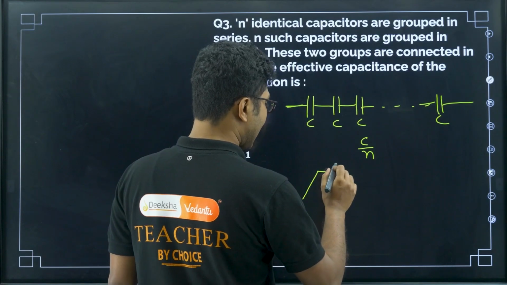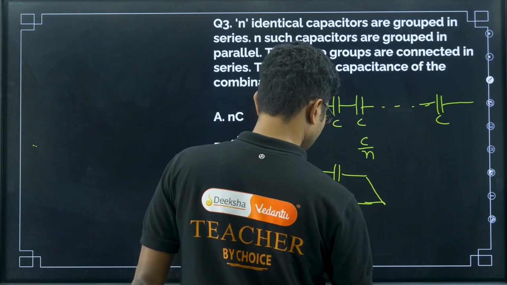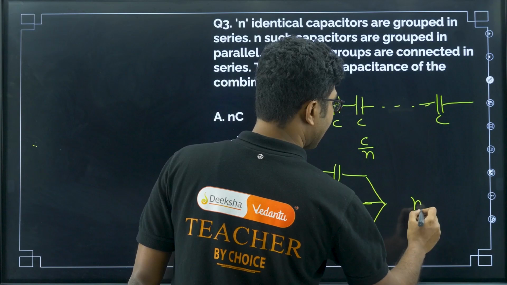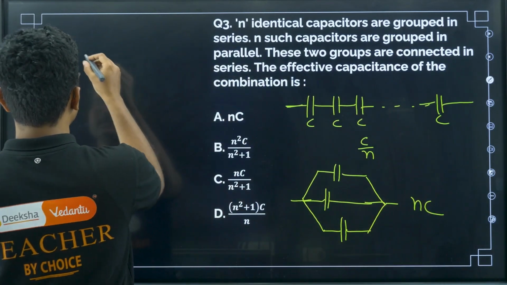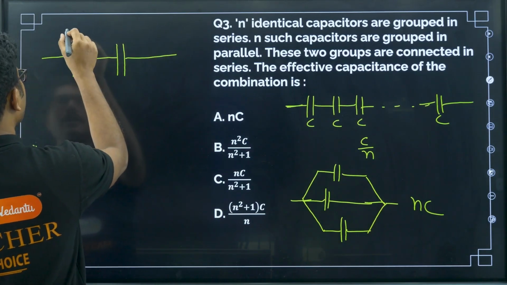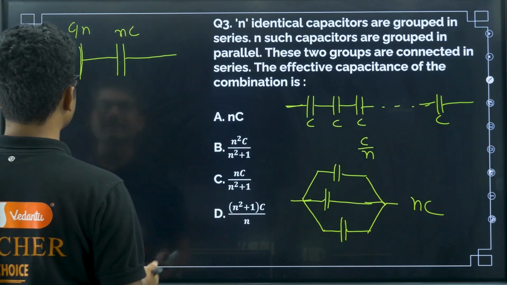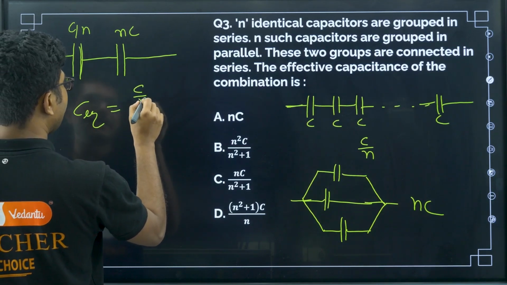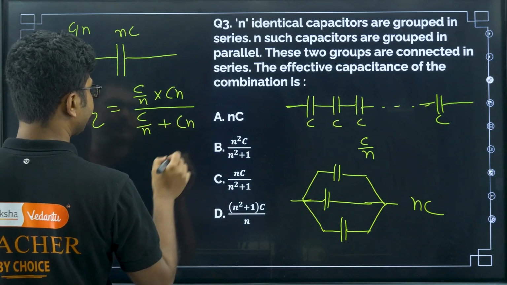Similarly, when they are connected in parallel, then it becomes NC, right. Now these two combinations are connected in series. So now we have two capacitors connected in series, one is C by N, another is NC. They are connected in series. Now the total capacitance will be, since they are in series, equivalent equals C by N times NC divided by C by N plus NC, right.